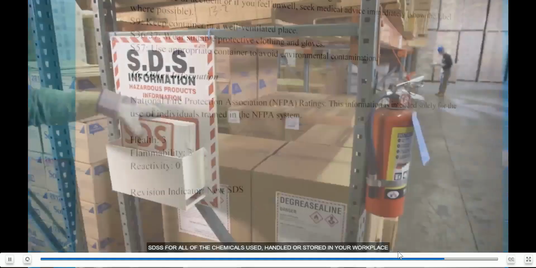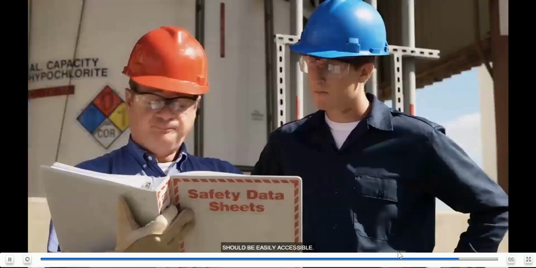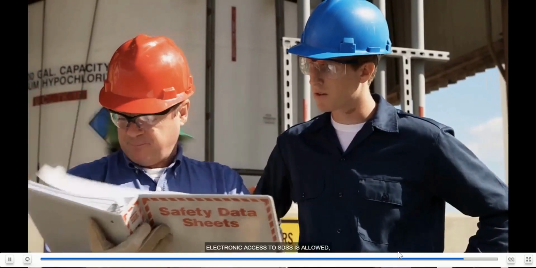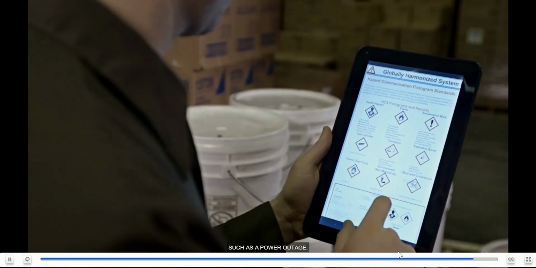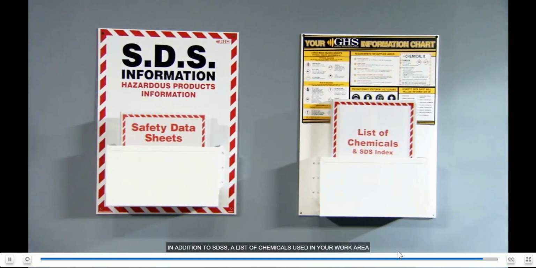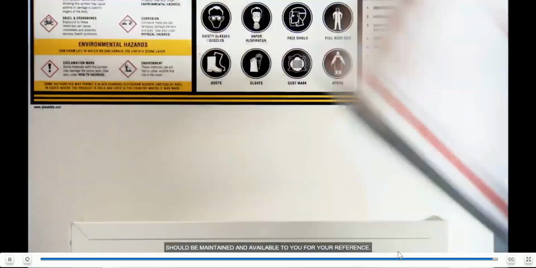SDSs for all of the chemicals used, handled, or stored in your workplace should be easily accessible. Electronic access to SDSs is allowed, as long as there's nothing that would prevent you from accessing them when needed, such as a power outage. In addition to the SDSs, a list of chemicals used in your work area should be maintained and available to you for your reference.